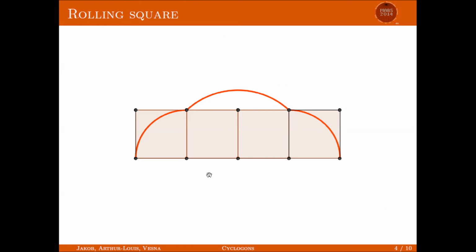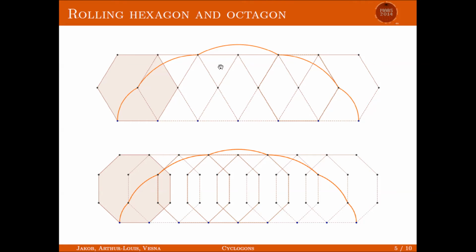To help us further understand the nature of a cyclogon, let's take a second to look at the route traced by a rolling square, hexagon, and octagon. With the help of these observations, we were able to progress to the next step of our project, which was to devise a general formula for the length of the cyclogon arc made by a regular polygon. How we managed this is something we'll describe in detail on the following slides.